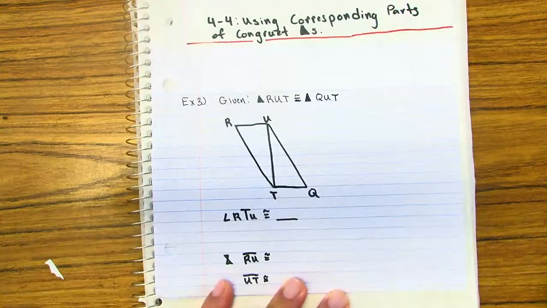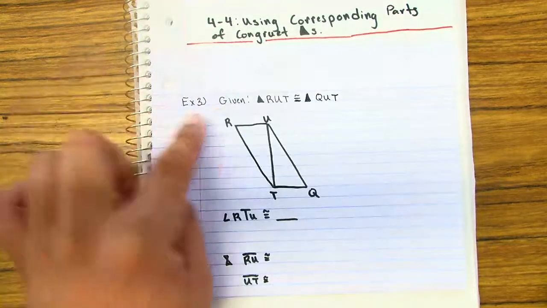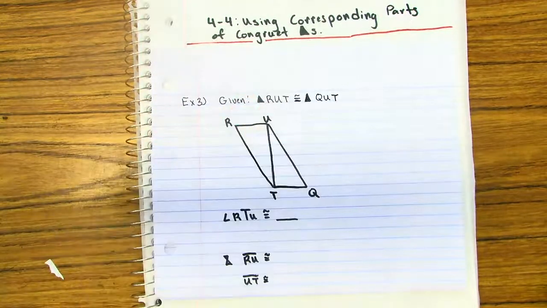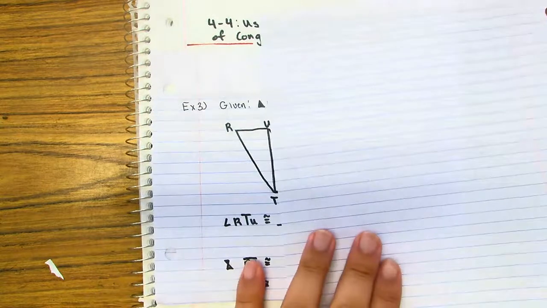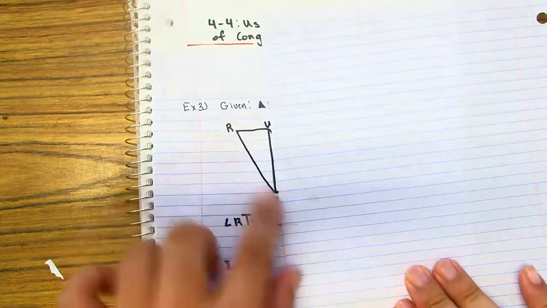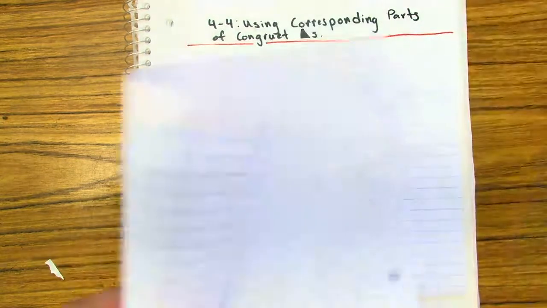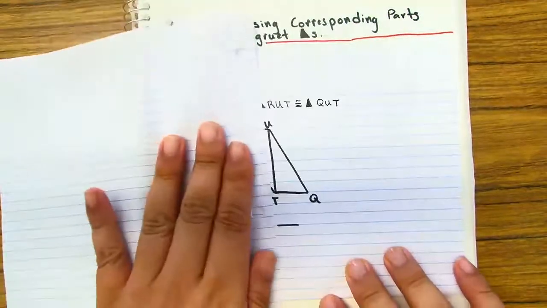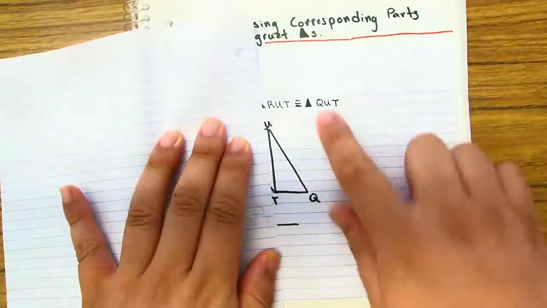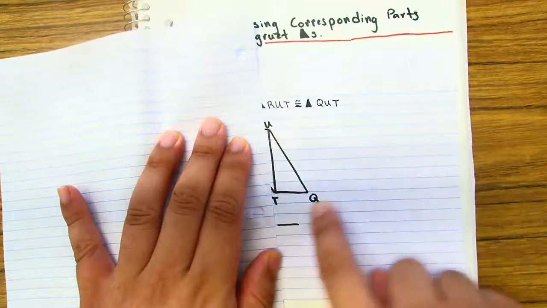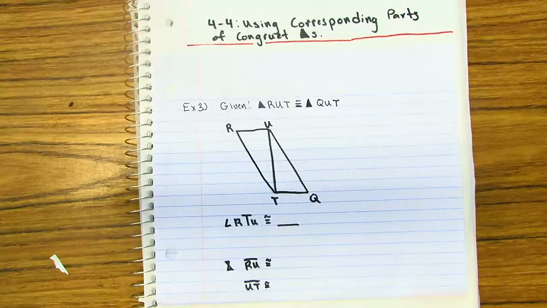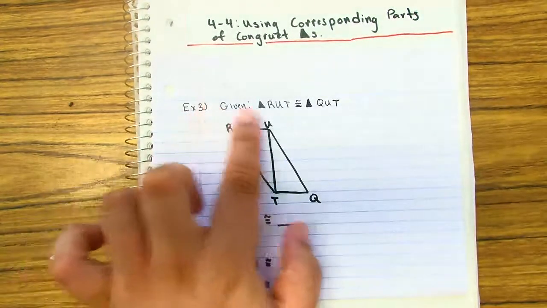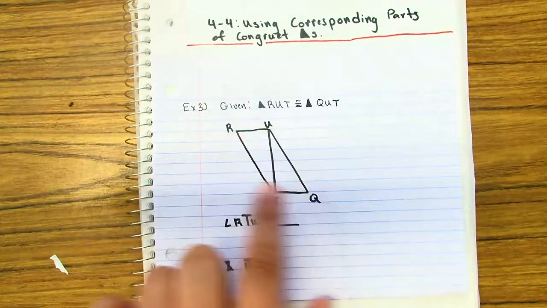And we're just going to go through this real quick. Here, once again, example number 3 is given that triangle RUT. RUT is talking about this triangle here on the left. Okay. Triangle RUT, and it's going to be congruent to this triangle on the right, which is triangle QUT. Right? QUT. So next we're going to answer this question since we know that both triangles are congruent to each other.